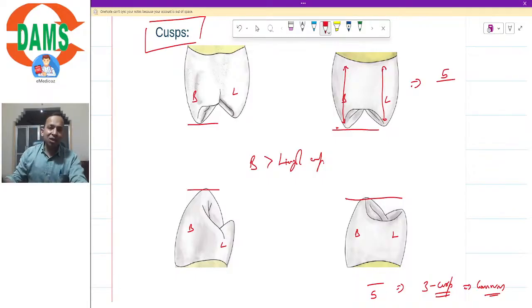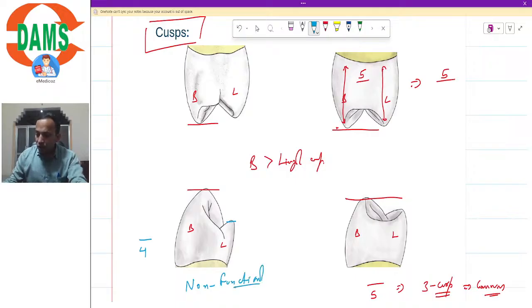As far as the sizes of the cusps are concerned, you may say that the mandibular second premolar is the most symmetrical one, isn't it? This is the tooth which has almost similar cusps. Which tooth amongst these four has the maximum difference between the sizes of the buccal and lingual cusp? As you can see on the screen, it is the mandibular first premolar, where the lingual cusp can be said to be non-functional, right? It is so small, you can call it non-functional.